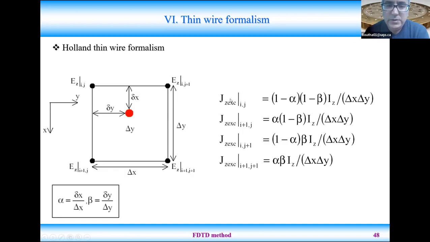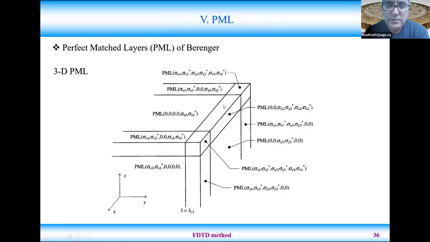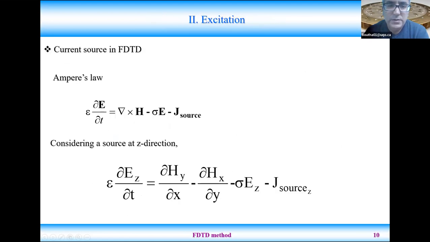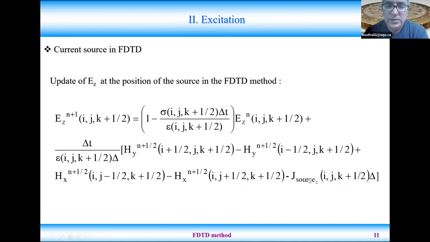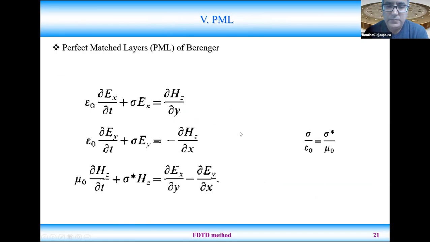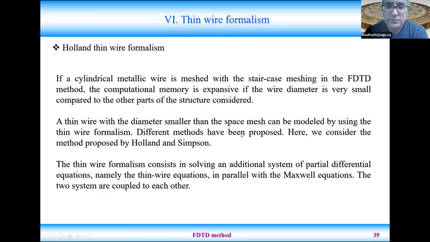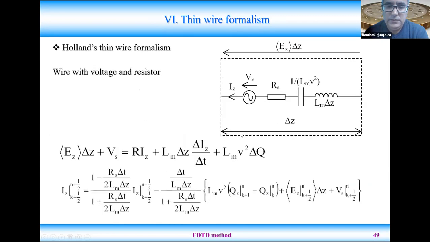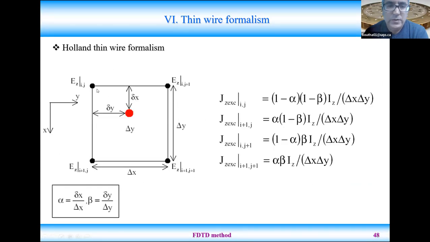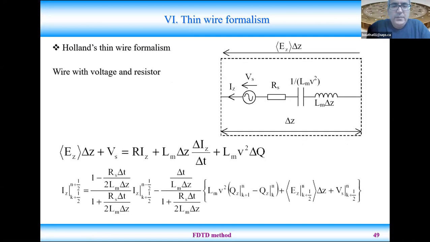And I didn't show it here, but the Jz is introduced by using this technique. That's Jz here. That's what we see. So for these different points, we have to add a Jz. That's all, I think, for the Holland thin wire formalism.